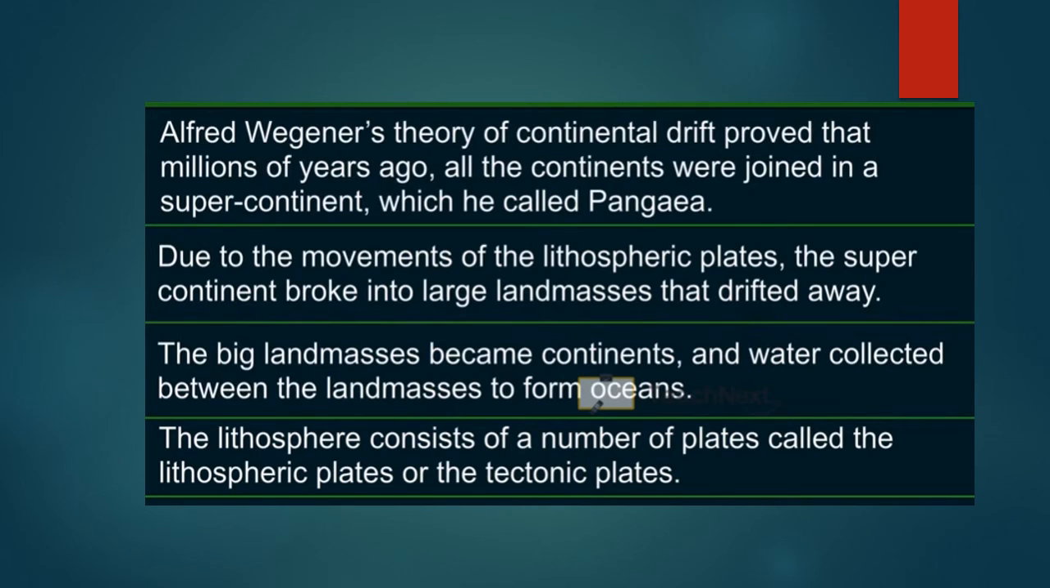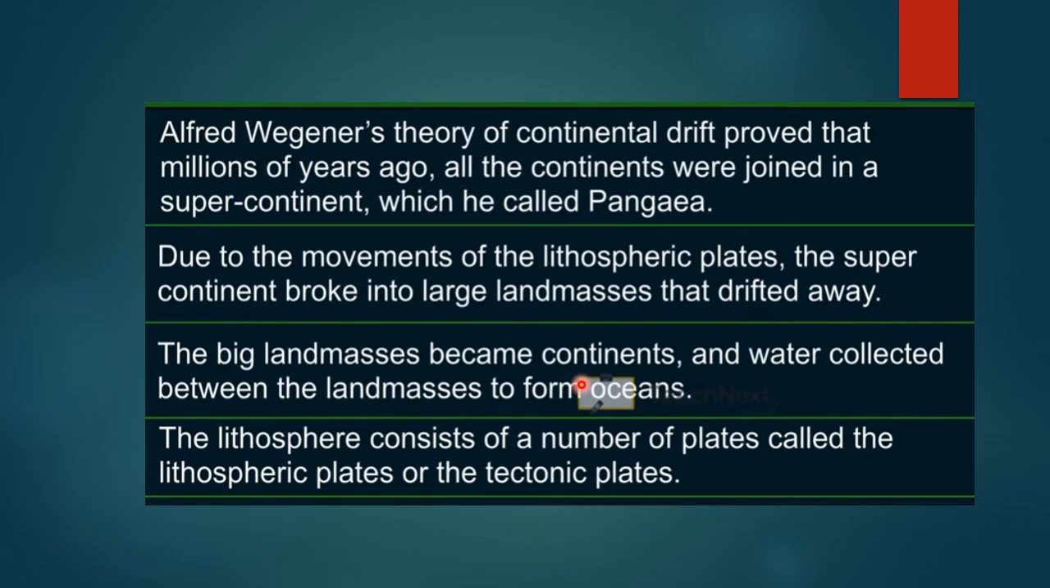So children, let us recap what we have learned in this video. We have learned that Alfred Wegener's theory of continental drift proved that millions of years ago all the continents were joined in a supercontinent which he called Pangaea. And due to the movement of the lithospheric plates, the supercontinent broke up into large land masses that drifted away. Okay, now these big land masses became our continents, and the water collected between the land masses formed our oceans.